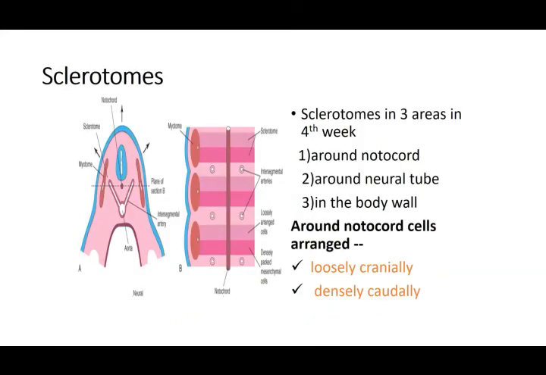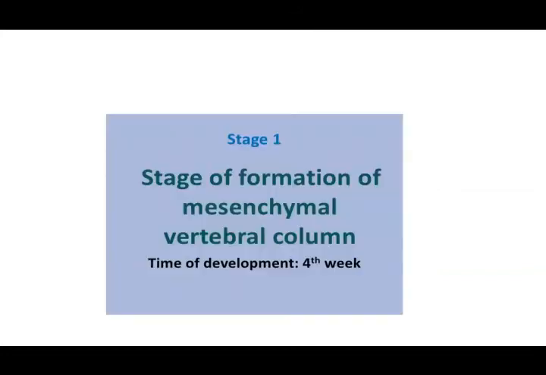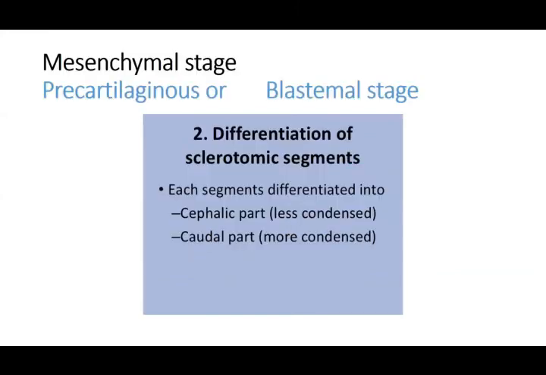This is migration of the sclerotomes. It spreads around the notochord, this brown structure in between, around the neural tube, because the neural tube is along with it, and in the body wall. It is arranged in two ways, loosely cranially, and if you see, this light pink and the dark one, that is densely caudally. These two arrangements are there. Then we have to form the mesenchymal vertebral column. First step in that is the formation of the cephalic and the caudal parts. That is what we call as the mesenchymal stage, or the precartilaginous or the blastemal stage.